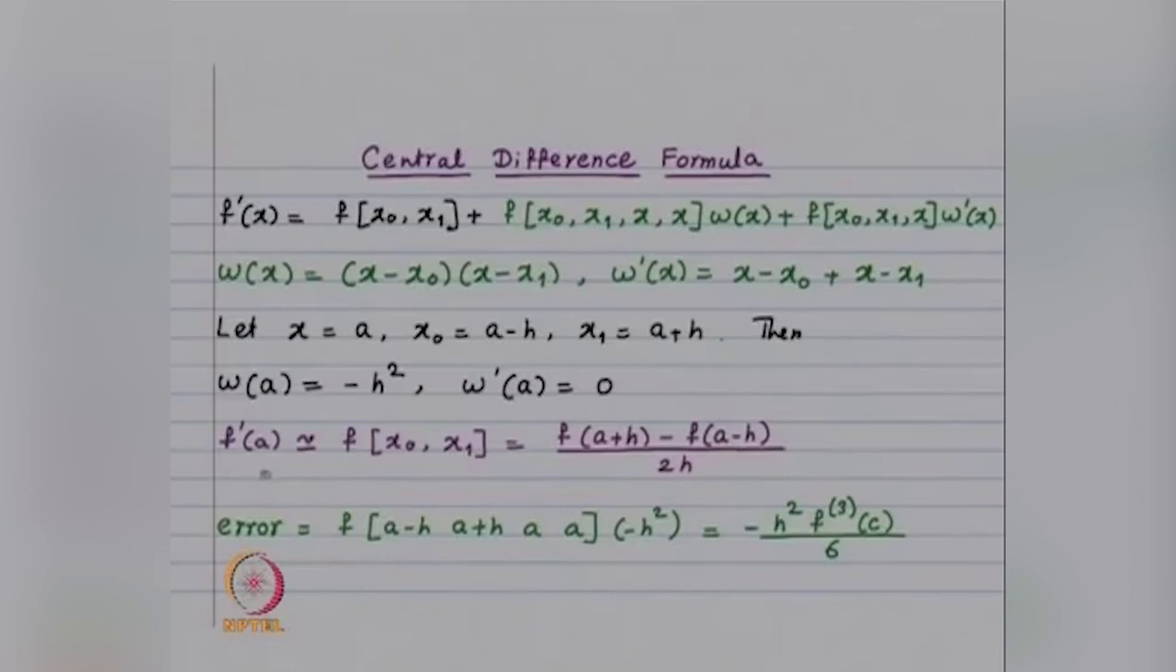That gives us f dash a approximately equal to f of a plus h minus f of a minus h divided by 2h. And in the error, w dash a is 0, so this term will not be there. So you will have only this term, which gives us f a minus h, a, a plus h multiplied by w dash a, which is minus h square. So you have minus h square f third derivative, again evaluated at some point c, divided by 6.